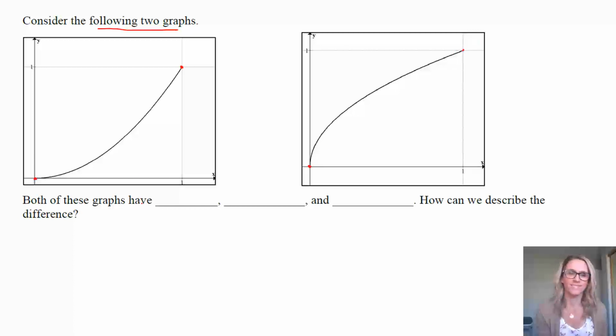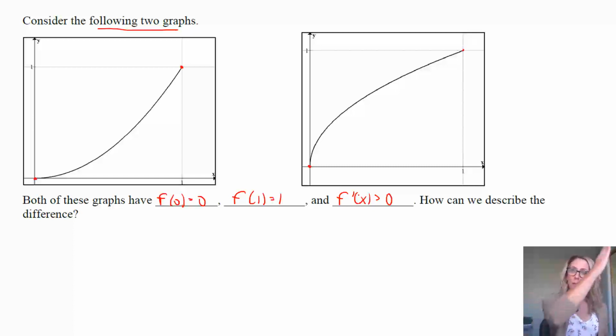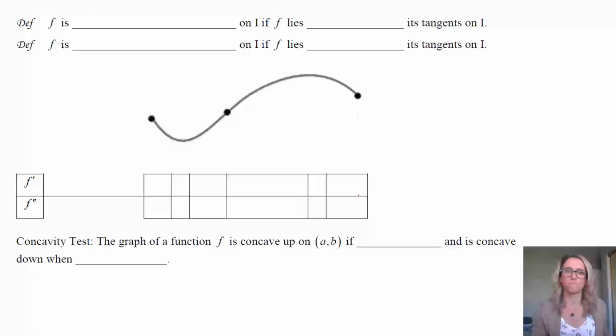So notice that in both cases, we have that f of 0 equals 0. We have that f of 1 equals 1. We also have the fact that both of these are increasing. In both of them, their derivative is greater than 0. But yet by looking at them, we can see that they do have a difference. We have one that's shaped like this, and we have one that's shaped like this. So this difference is the next step in the derivatives.